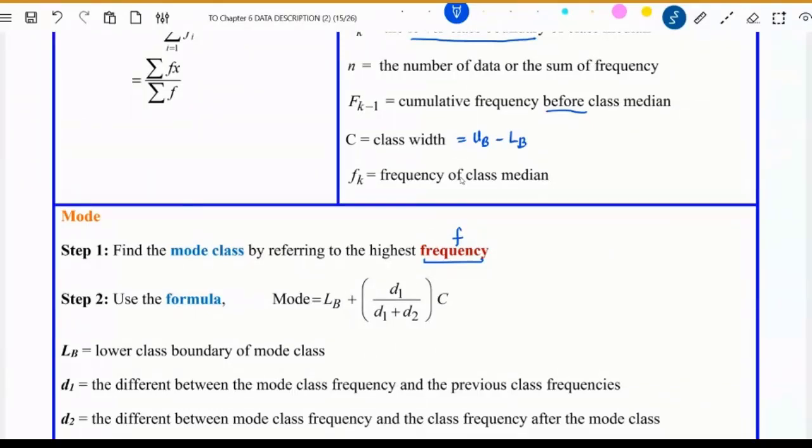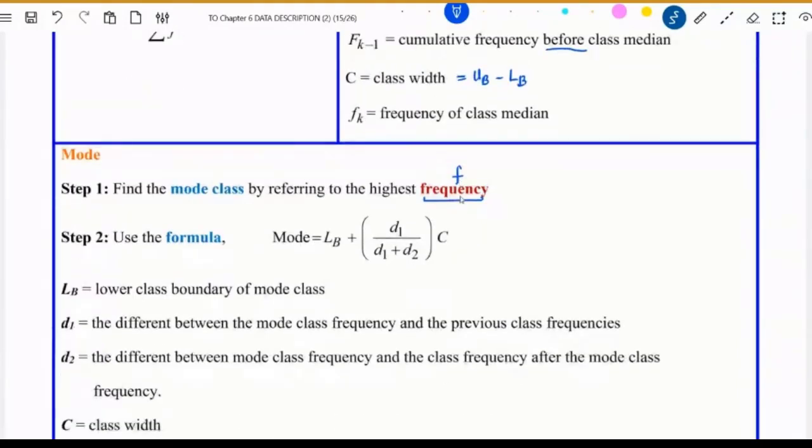So the pattern is the same. LB represents lower boundary class, and then the D1, which is perbezaan frekuensi dengan kelas sebelum, and then the D2, perbezaan frekuensi dengan kelas selepas. So the D1 will be before, the D2 will be after. Okay, so the class width as well, which is upper boundary minus lower boundary. Okay, so I already put it here.